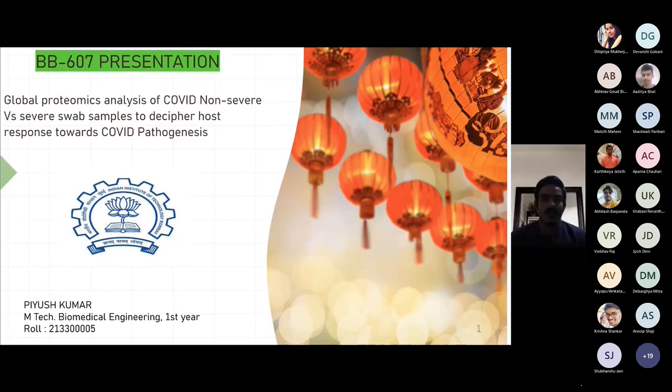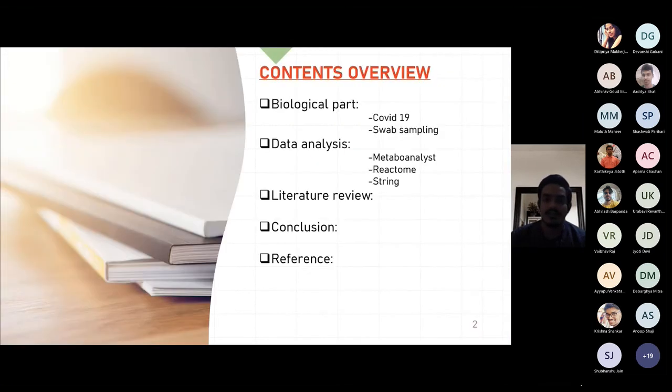Hello everybody, I am Piyush Kumar, MTech first year student in Biomedical Engineering at IIT Bombay. I am presenting today my project on the topic Global Proteomics Analysis of COVID severe versus non-severe swab samples to decipher host response toward COVID pathogenesis. So my contents overview is, firstly we discuss the biological part, then we go through data analysis, then literature review, then conclusion, and then references.